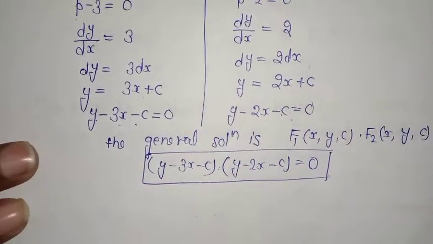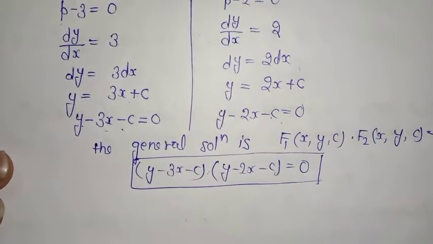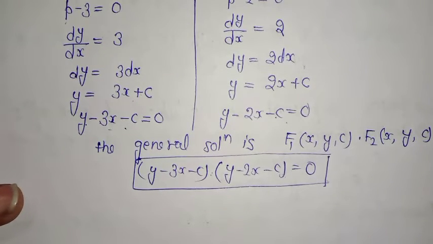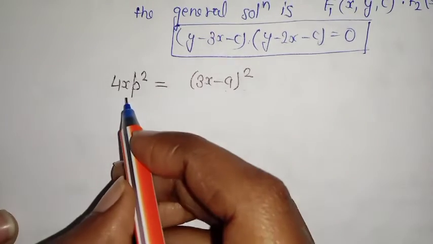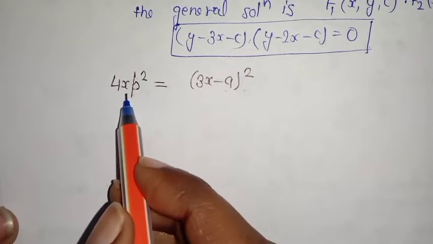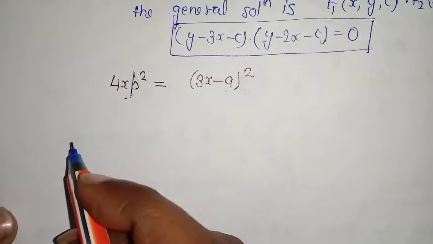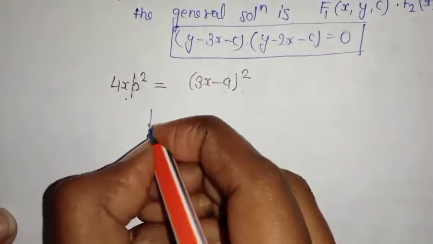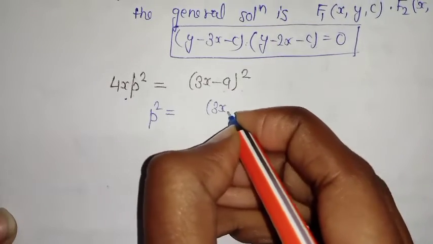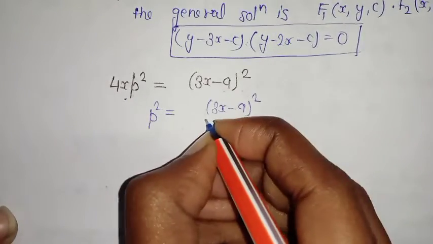I will take some more examples to show how to apply this method properly on any question. So this is our next example. Now you can see this is present in the form of p, so we have no need to replace dy by dx by p. Firstly we will take p at one side and other terms at the other side. So it becomes 3x minus a raised to power 2 by 4x.